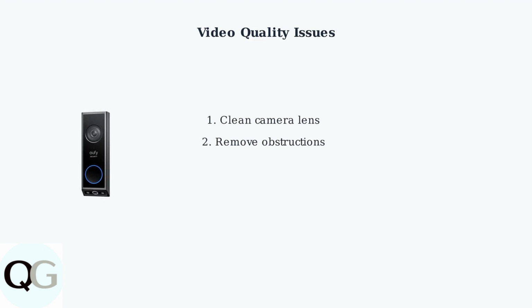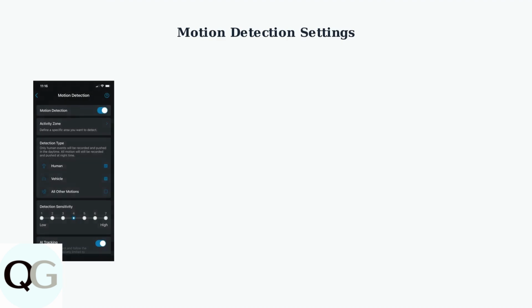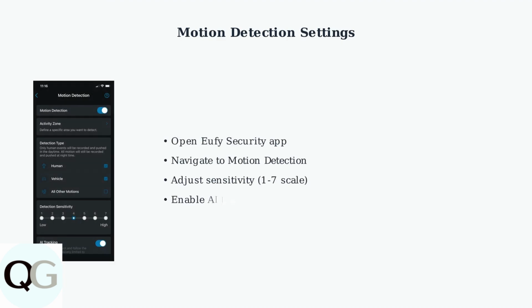Poor video quality is often caused by simple issues that are easy to fix. The first step is checking if your camera lens is clean and free from obstructions. Motion detection problems require checking your settings in the Eufy security app. You can adjust sensitivity levels and create activity zones to reduce false alerts.